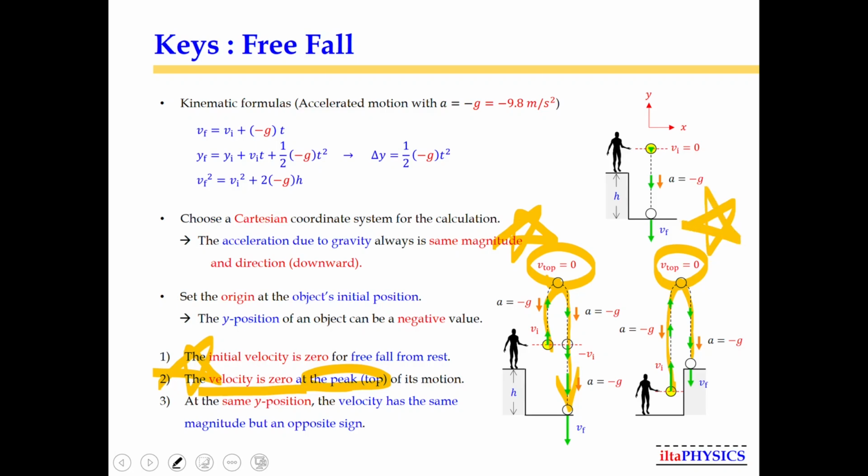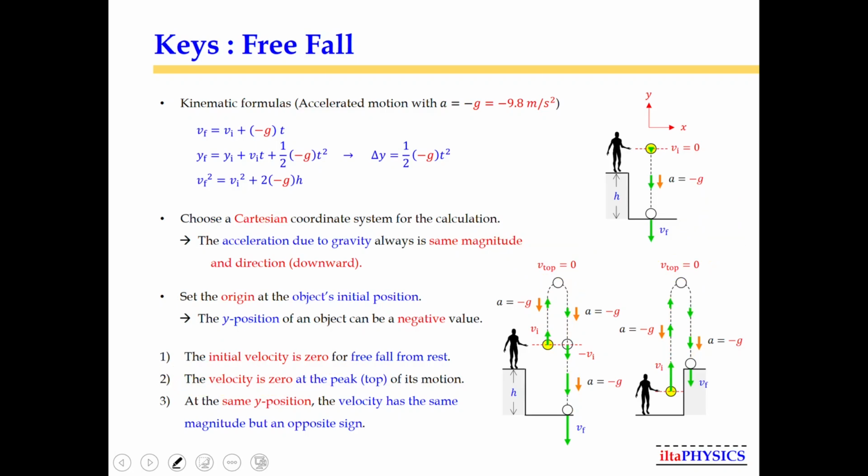Third, when an object moves up and then back down, the speed at any given height is the same on the way up as it is on the way down. Only the direction is different. For example, if you throw a ball up with an initial velocity v_i, when it falls back down and passes that same starting position, its velocity will be minus v_i. If you use these properties well, you can solve most problems easily. Now let's solve some basic free fall problems together.